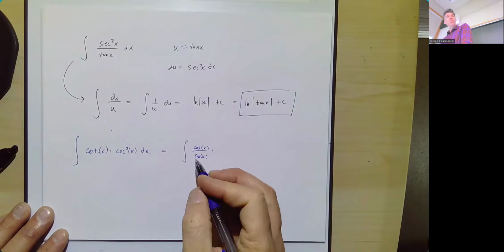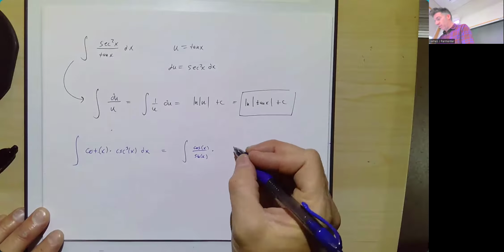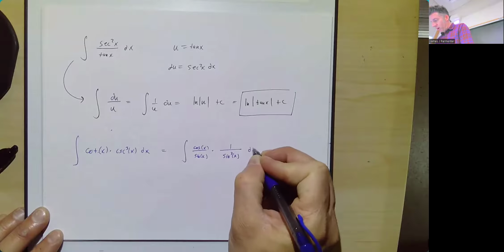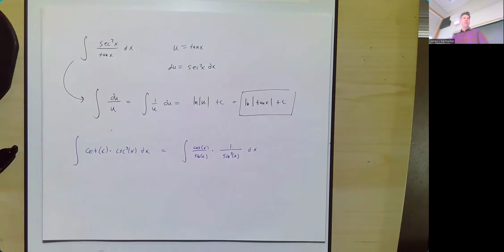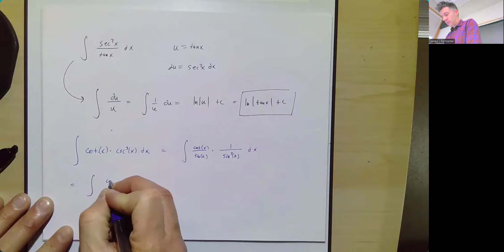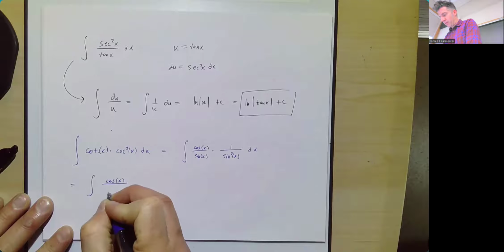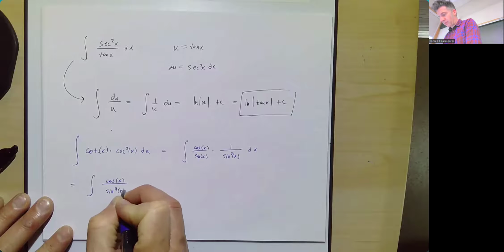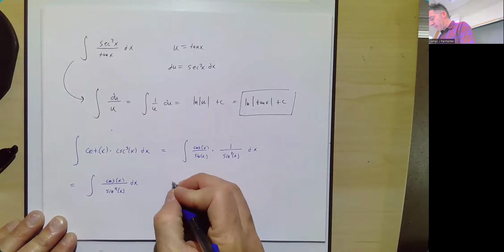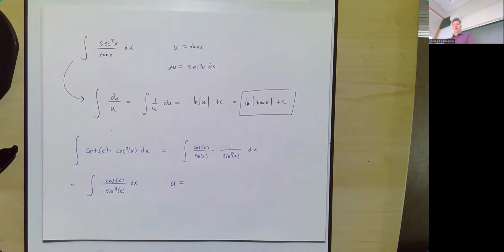And cosecant is 1 over sine. So cosecant cubed is going to be 1 cubed over sine cubed. But we know that 1 cubed is just 1, so we're not going to write 1 cubed. We're going to write 1. And then I would re-express this as cosine of x divided by sine to the 4th of x. And now, to me, it feels like there's an obvious choice for you. I want you all to think about and write down, should we be writing u equal to sine of x or should we be writing u equal to cosine of x?